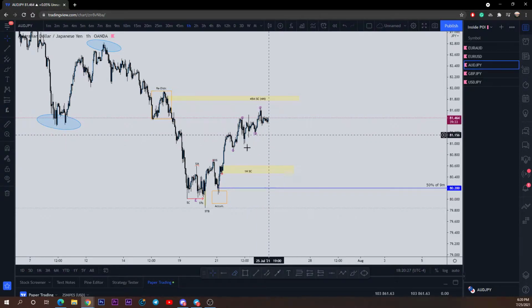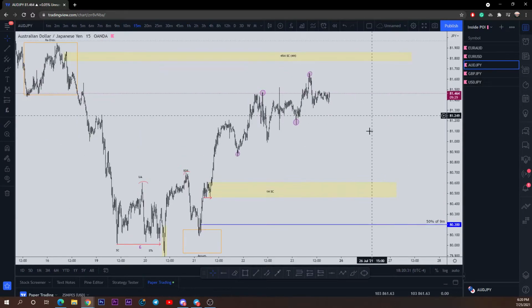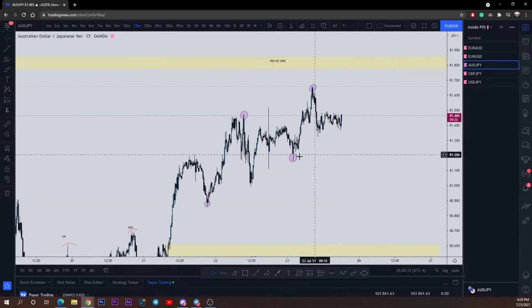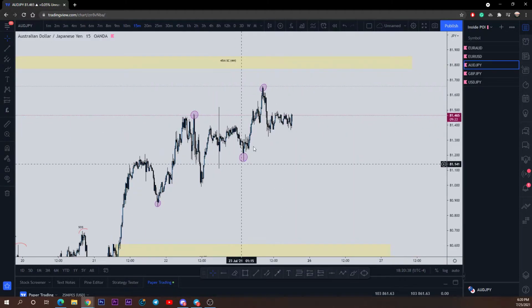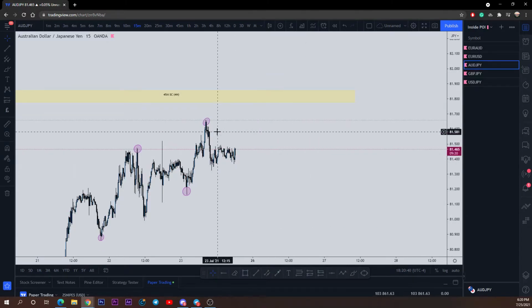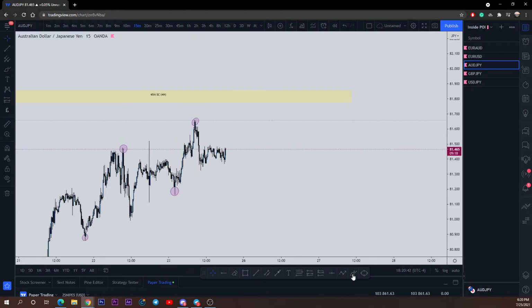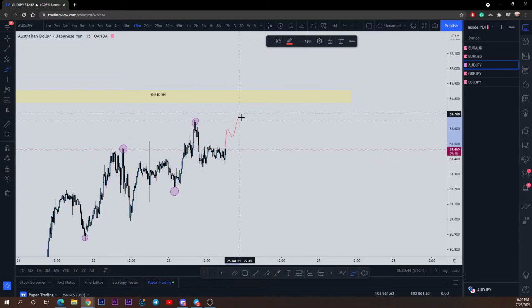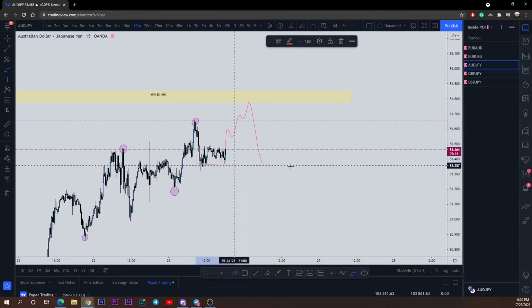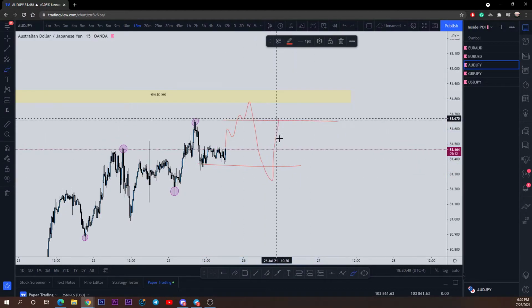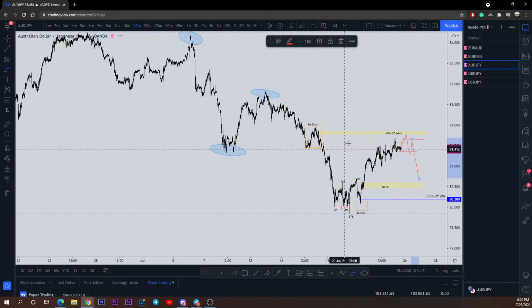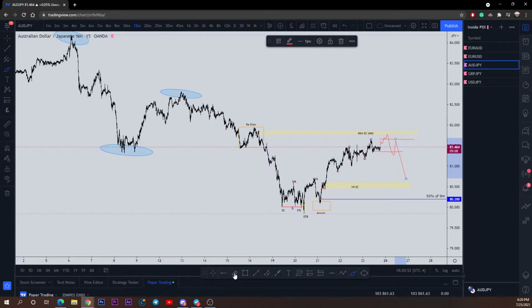So these little pink dots that you see, this is just internal structure on the lower time frames that I'm looking at right now. And basically, what I'm waiting for is one of these lows to be violated. I don't want one of these lows to be violated yet, though. I want us to come here and tap into this area and then violate a low, and I'll take a sell and go down.